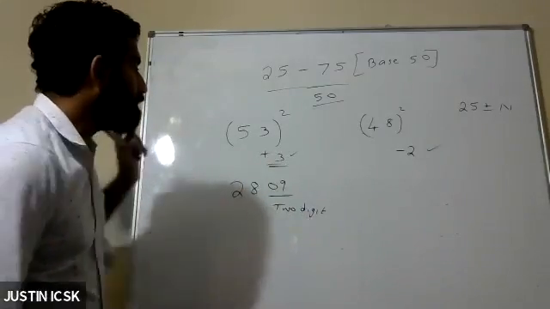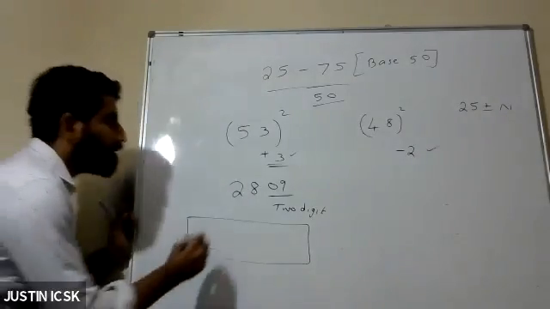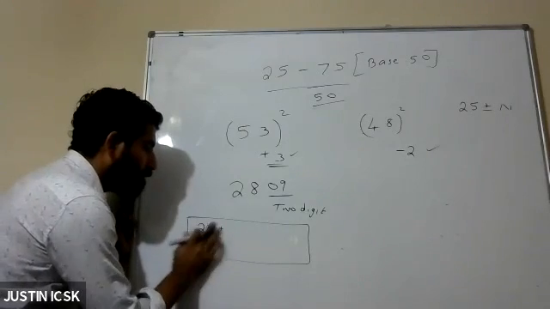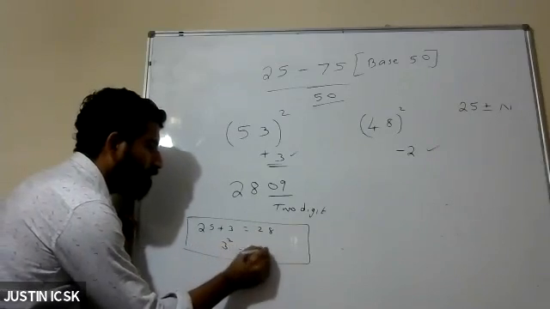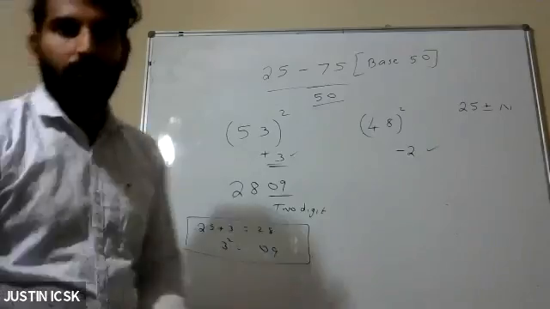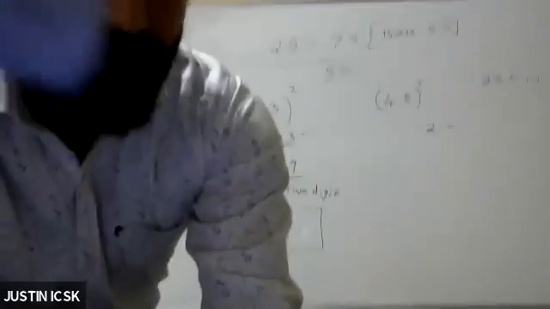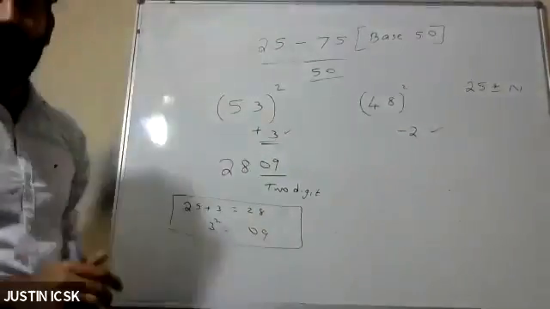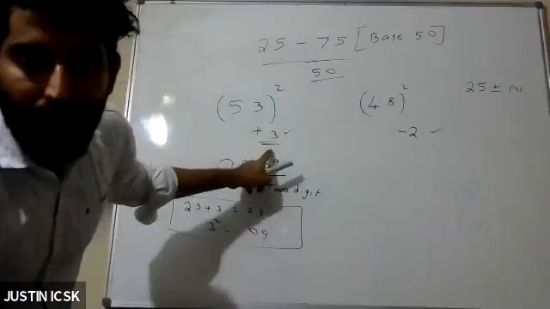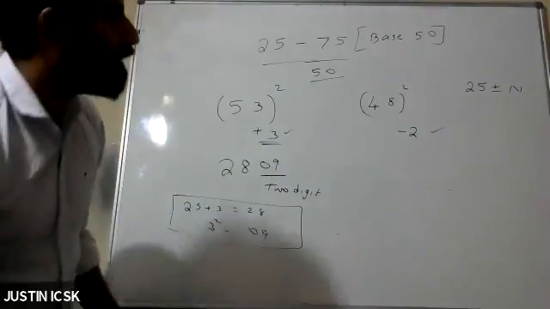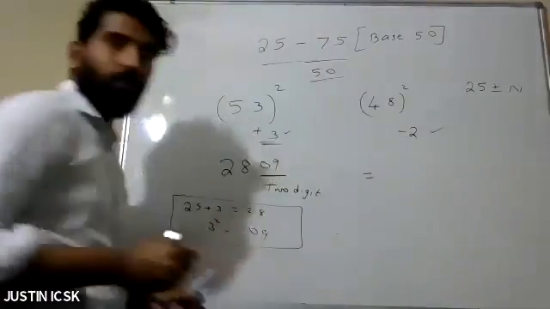So two steps I am doing. First 25 plus 3 is 28. Then 3 square, 09. These two steps only we are doing. So this number is important for finding the square. Same steps I am checking. Now it is easy for you to do.